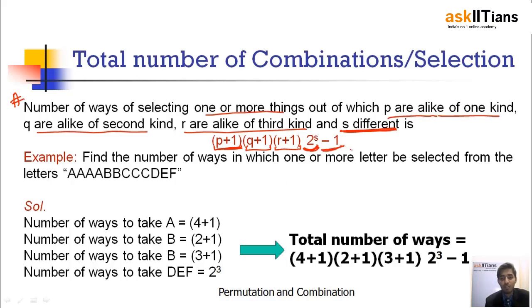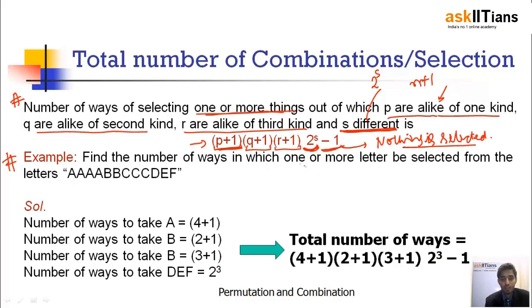Why are we subtracting 1? Basically this case is when nothing is selected. So we will reduce one case, that is when nothing is selected. So the total number of ways of selecting one or more things will be given by (p + 1)(q + 1)(r + 1)2^s - 1. So whenever there are alike objects, you will use the formula n + 1, and whenever there are different objects, you will use 2^s ways. Okay, let us see this example.